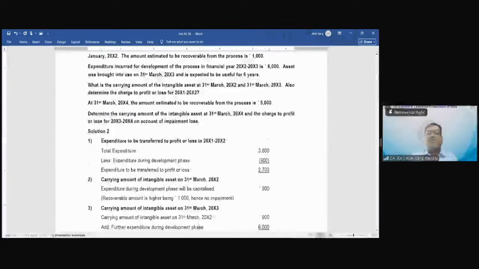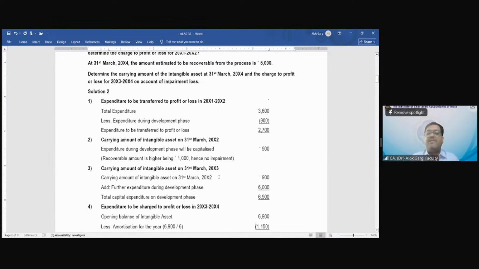So what is the expenditure to be transferred in P&L in 1-2? Total expenditure 3,600. Expenditure during the development phase 900. 2,700 is the research phase expense. Carrying amount of intangible asset as on 31st March 20x2: expenditure during development phase will be capitalized. It is 900. Recoverable amount is higher, being 1,000, and hence no impairment. Carrying amount on 31st March 20x3: the carrying amount in 20x2 is 900, spent during 20x3 6,000, and total expenditure is 6,900. This is going to be capitalized.